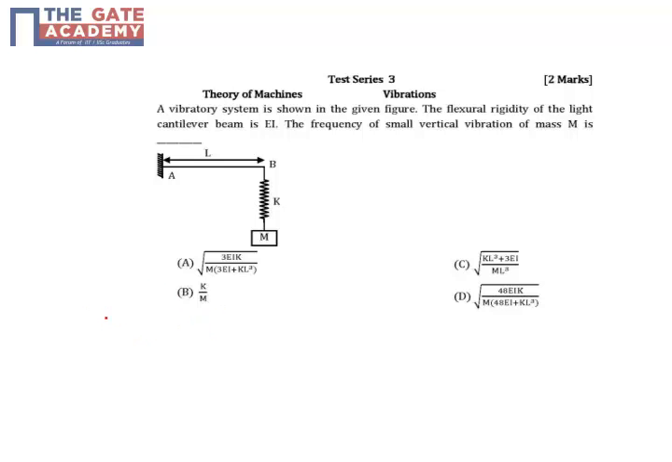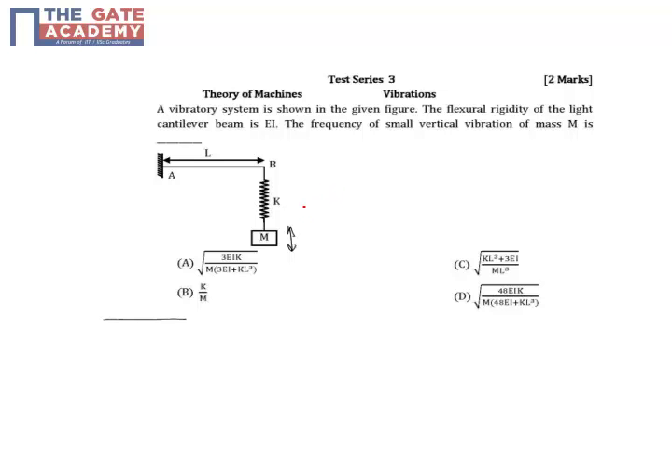Let us discuss a problem from theory of machines here. Basically, you have a cantilever beam and a spring is attached at the right end with a mass on it. So basically, we need to find out, remember that the cantilever beam is massless. You have to consider this cantilever just like an elastic member. So we need to find out the vertical oscillations of this mass.